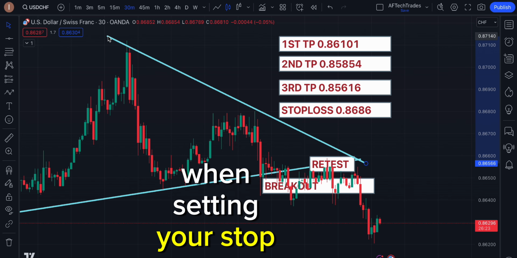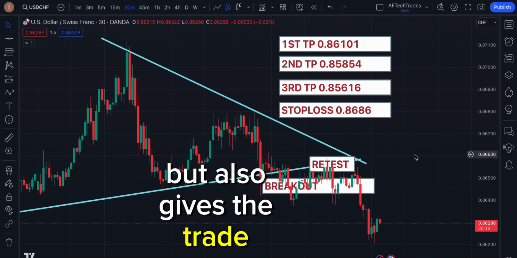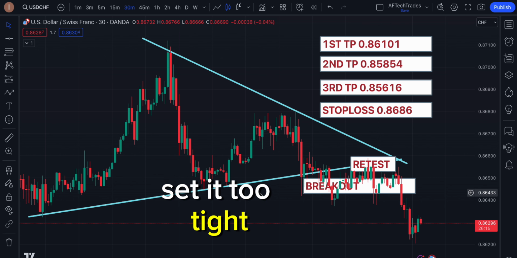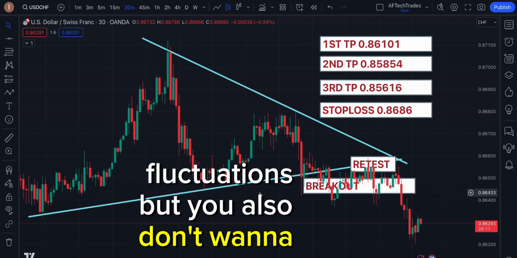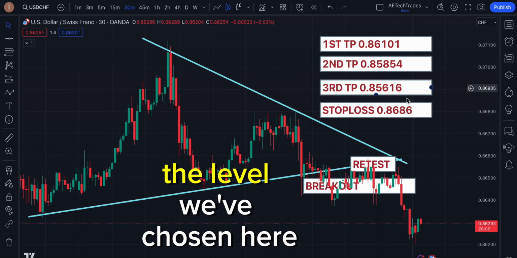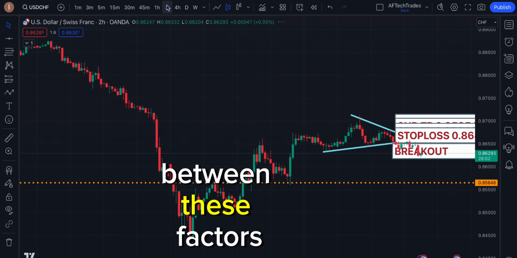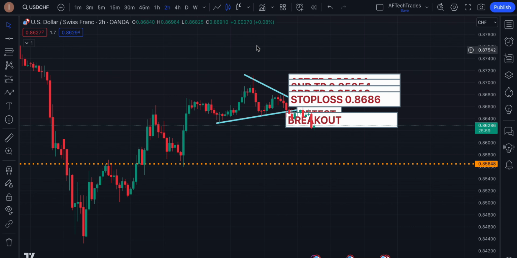When setting your stop loss, you want to ensure it's at a level that makes sense technically but also gives the trade enough room to breathe. In other words, you don't want to set it too tight, as you might get stopped out by normal market fluctuations, but you also don't want to set it too wide, as that would increase your risk. The level we've chosen here, 0.8686, strikes a balance between these factors, providing enough protection without being overly restrictive.